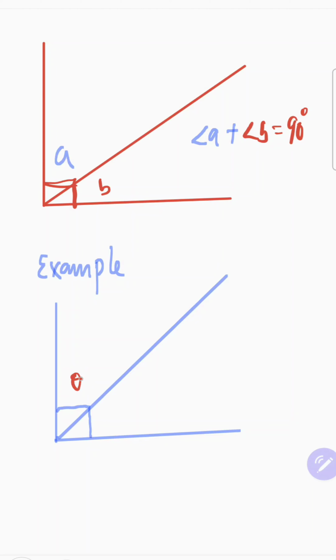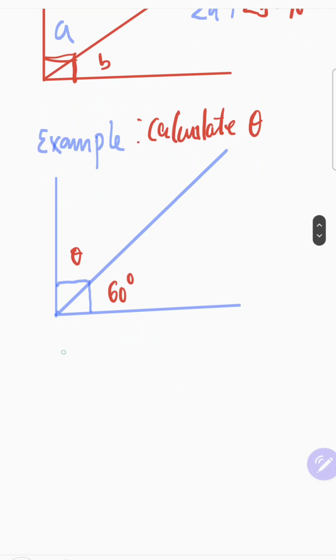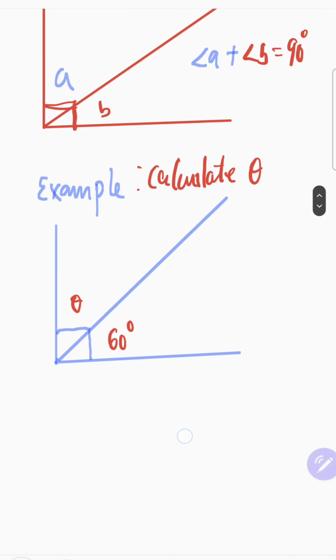Now, let's say this is theta and this is 60 degrees. We are looking for what is theta. So here our objective is to calculate angle theta. Now, to calculate angle theta here, don't forget that the rule says that the sum of two angles must be equals to 90 degrees.